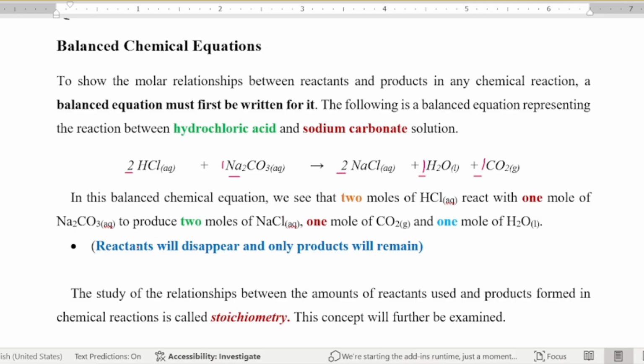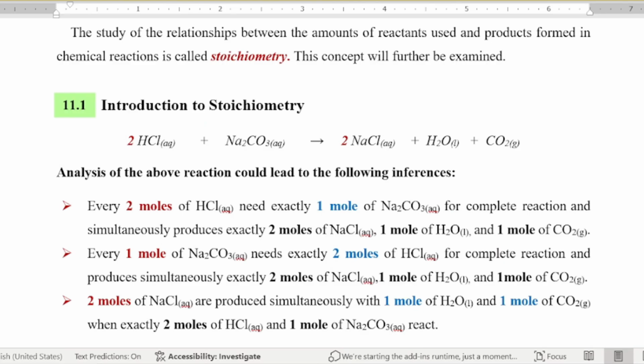In this case, the reactants will disappear and only products will remain. If these are well balanced, you have exactly 2 moles there, and you have exactly 1 mole here, these will react with each other completely, and they'll give you 2 moles of sodium chloride, 1 mole of water, and 1 mole of carbon dioxide. There will be no excess reactants remaining with the product. So now we can look at some relationships here.